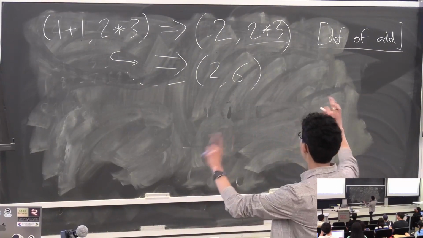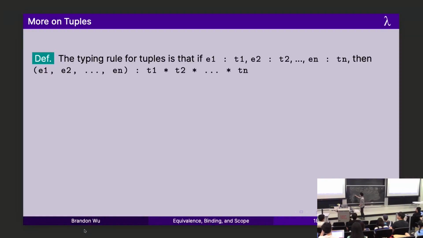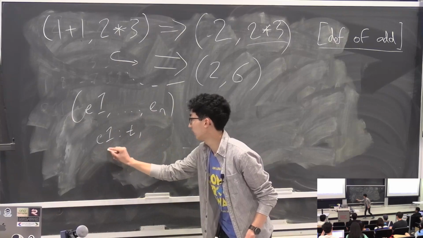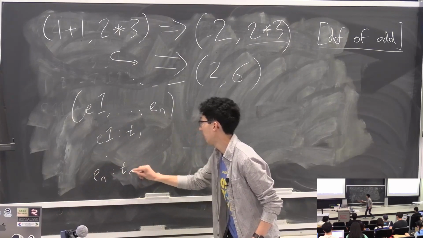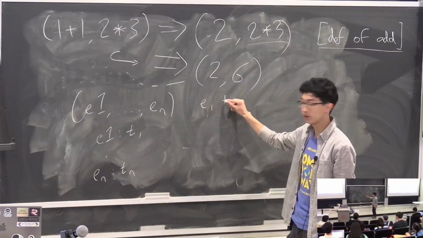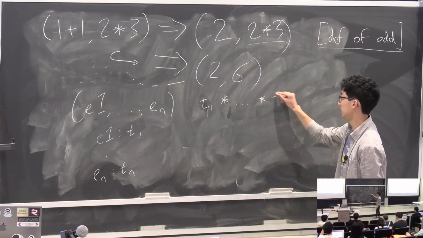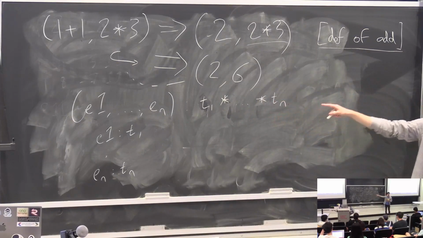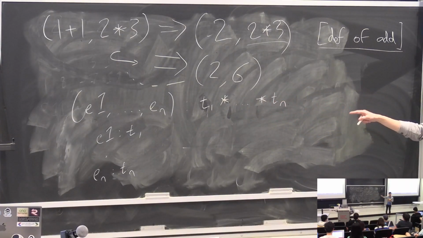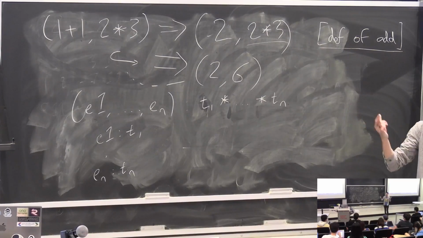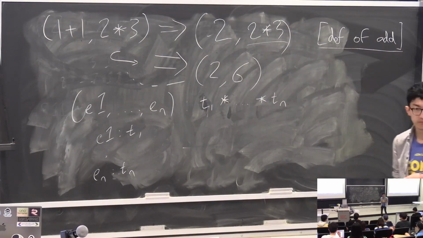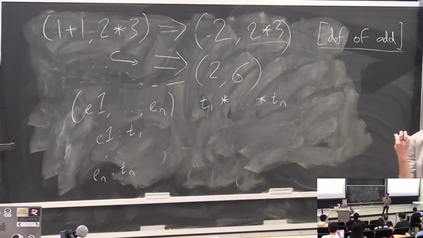Cool. And then the typing rule is that if I have e1, comma, en, and I know that each of these components has a certain type, so e1 is of type t1, and then all the way down to en is of type tn, then this whole thing has type t1 star, ..., star tn. I know I'm making liberal use of these ellipses here. Does everyone understand what I mean? I just mean that if you keep enumerating this, you can do this any number of times, except for 0 and 1. Okay? This is the typing rule for tuples.